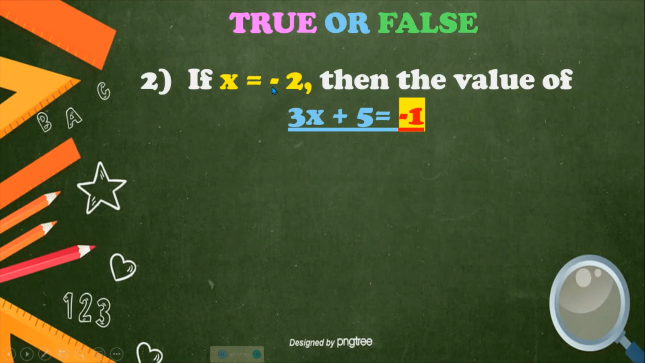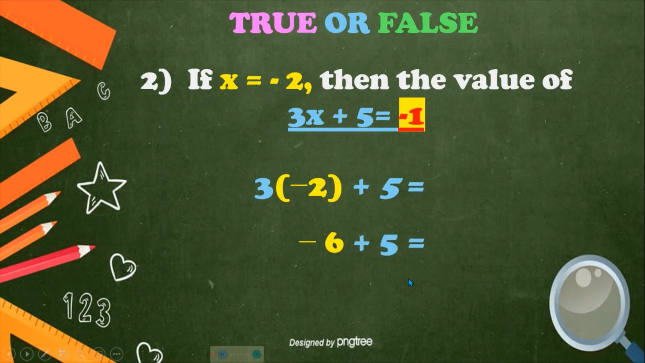Next, if x is equal to negative 2, then the value of 3x plus 5 is equal to negative 1. So check natin kung magiging true or false. So we will substitute the value of negative 2. X is equal to negative 2. 3 times negative 2, that is negative 6 plus 5. Negative 6 plus 5 is equal to negative 1. So since pareha sila ng sagot, that is true.